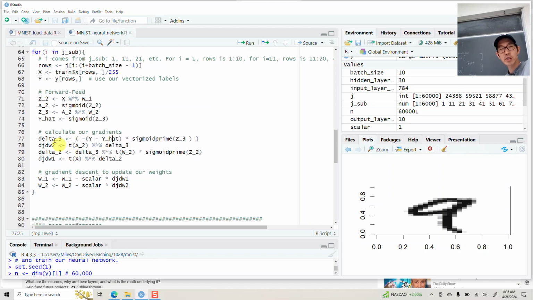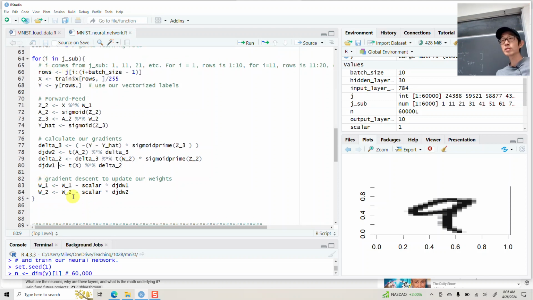So I've got dJ/dW2, which is a2 transpose times delta 3, and delta 2, which is delta 3 times w2 transpose times sigmoid prime z2. So I calculate the gradients there. And once I have the gradients, I do gradient descent, which takes my current values of w, and I subtract off a scalar multiplied by the gradient. Is that okay as far as how this goes? So this is the code that we're going to use to train our neural network.